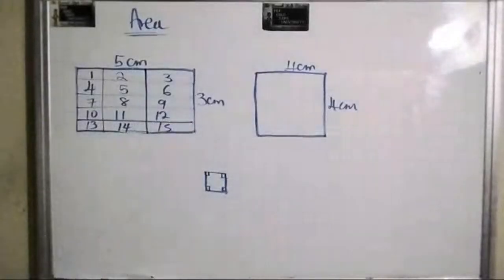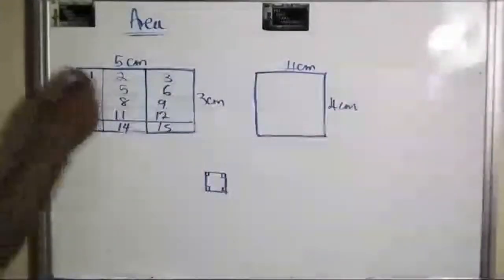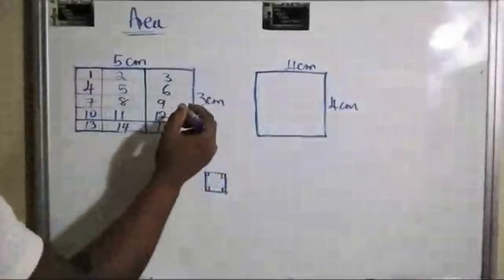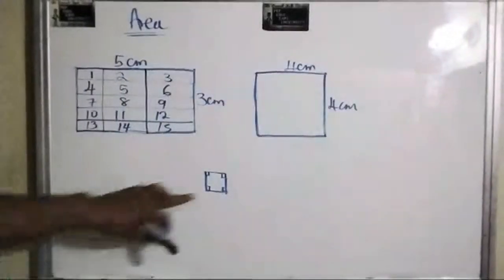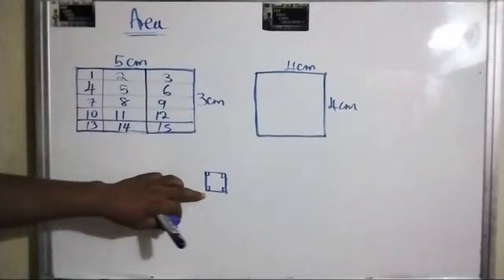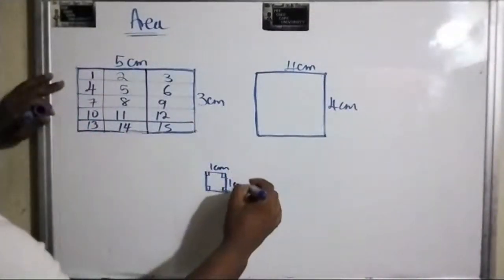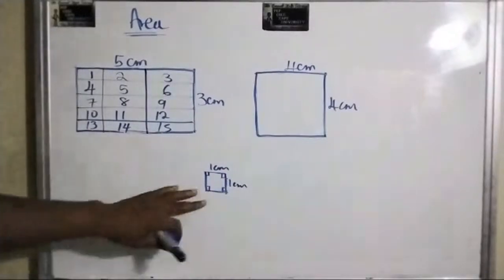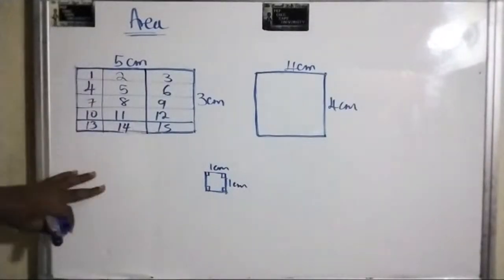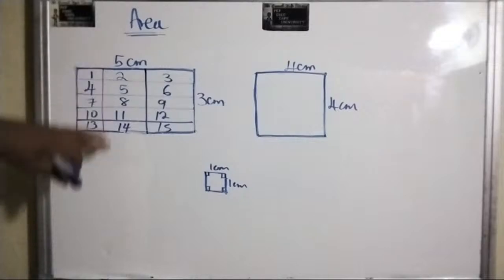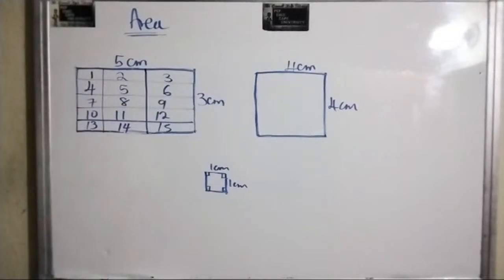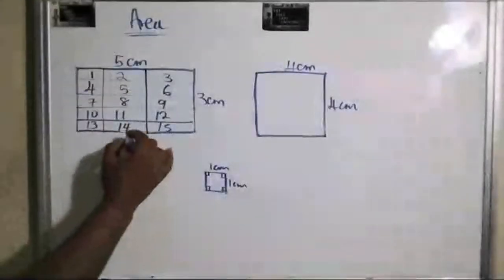Right? So it means that if it's 5 by 3, it will take 15 of these square units. Each side measuring 1 centimeter, it will take 15 of those to cover the surface. Alright? So this, guys, is a rectangle, right? Opposite sides are equal.